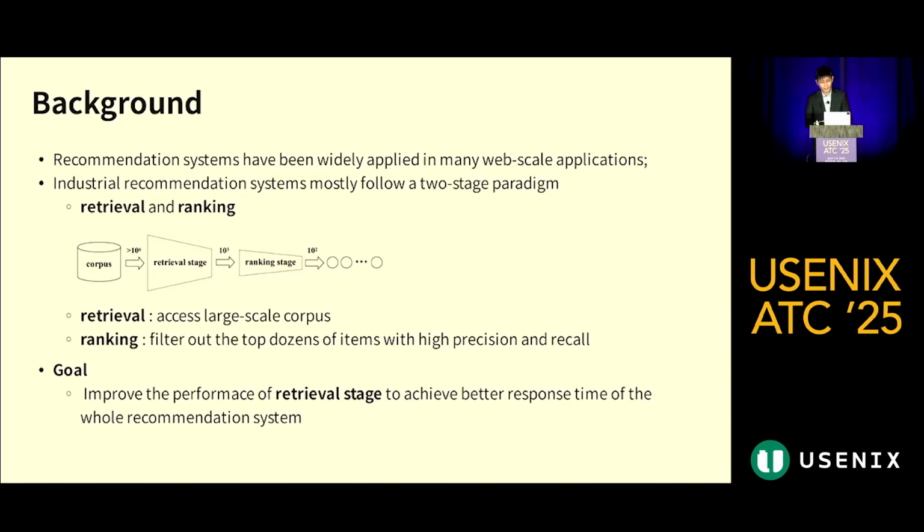First, let's set the scene. Industrial recommendation systems follow a two-stage model. The first stage is retrieval, which means selecting thousands of candidates from a huge corpus. The second stage is ranking, where we refine those candidates down to just dozens of items. The retrieval stage is the performance bottleneck. It has to scan millions of items in just milliseconds to ensure a smooth user experience. The goal is straightforward. We want to make the retrieval system faster without sacrificing accuracy, so that the entire recommendation system can respond more quickly.